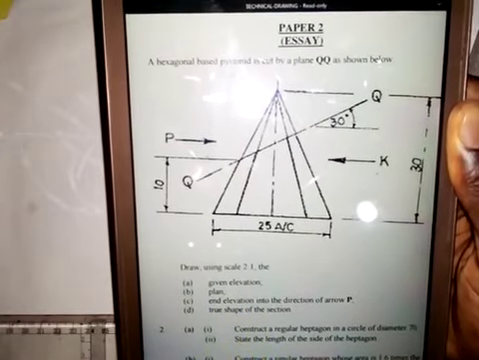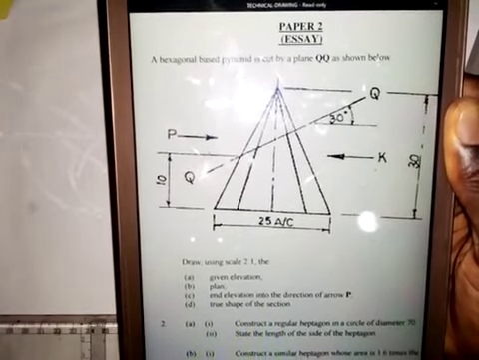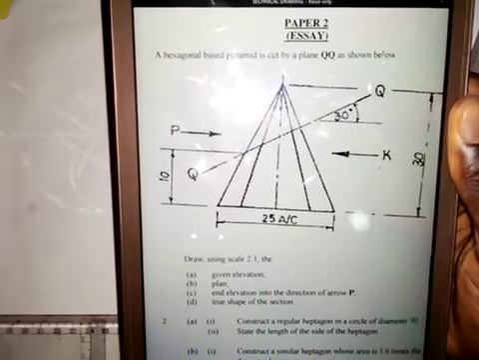And it's very important that you practice this subject because it's a practical subject. When you practice it, you become a master at it.